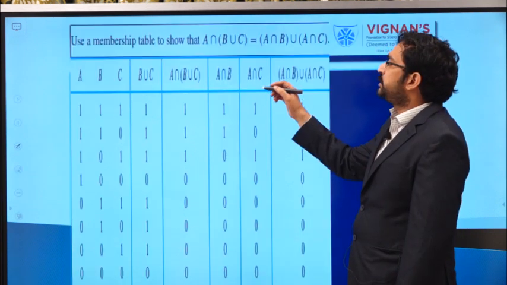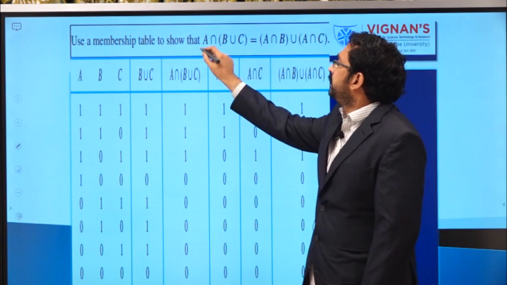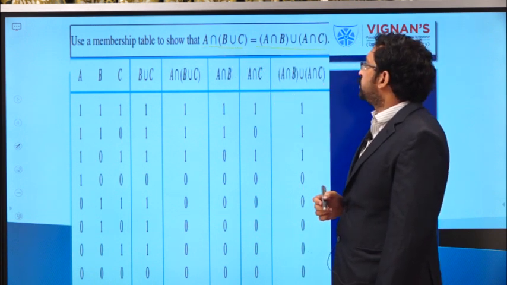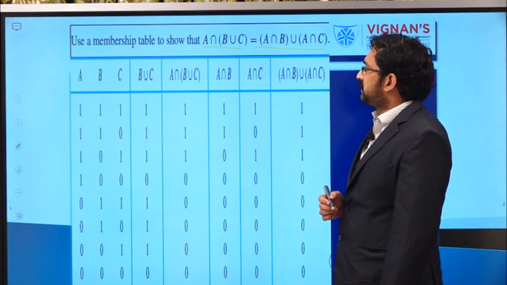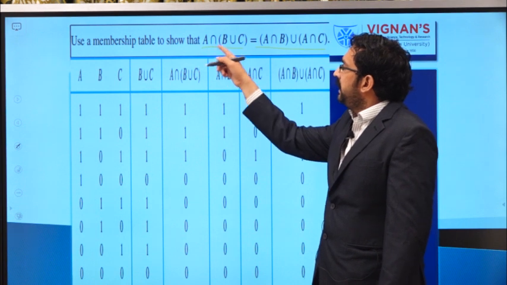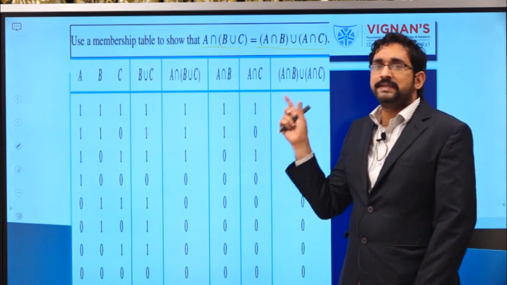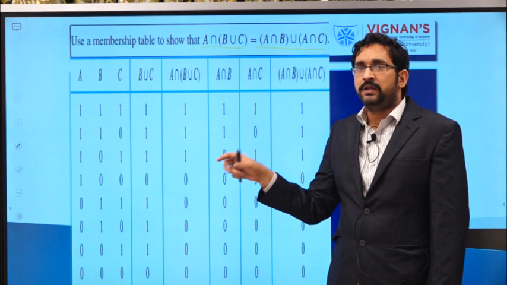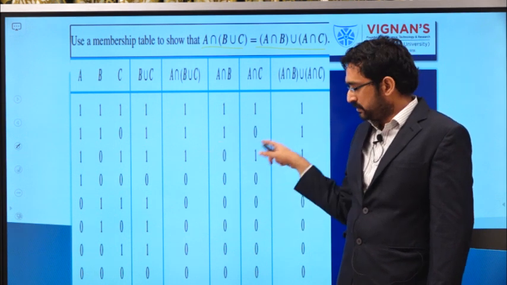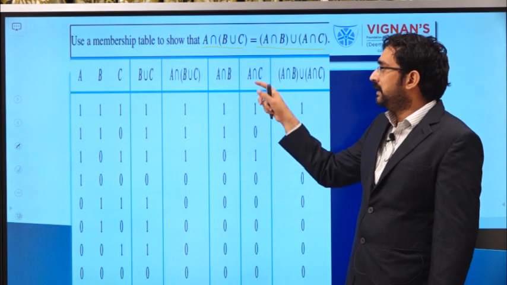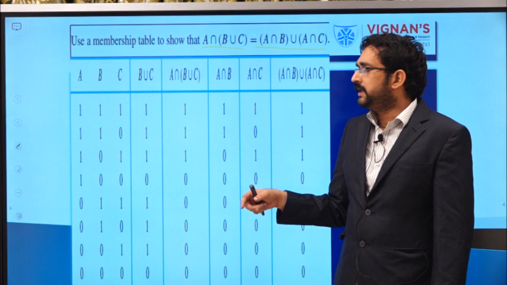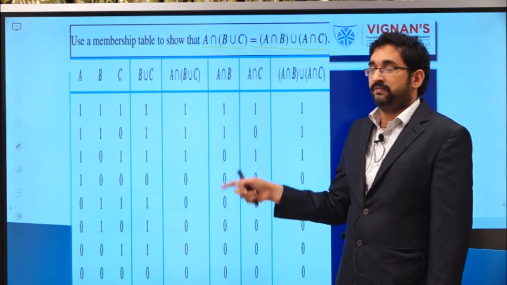Next, using a membership table, we have to prove A intersection of B union C equals A intersection B union A intersection C. We know that it contains three elements A, B, C. So as an equation containing three elements, the table will contain 2 cube, that is 8 rows. It is similar to the construction of a truth table. Instead of true and false, here we will use 0 and 1.